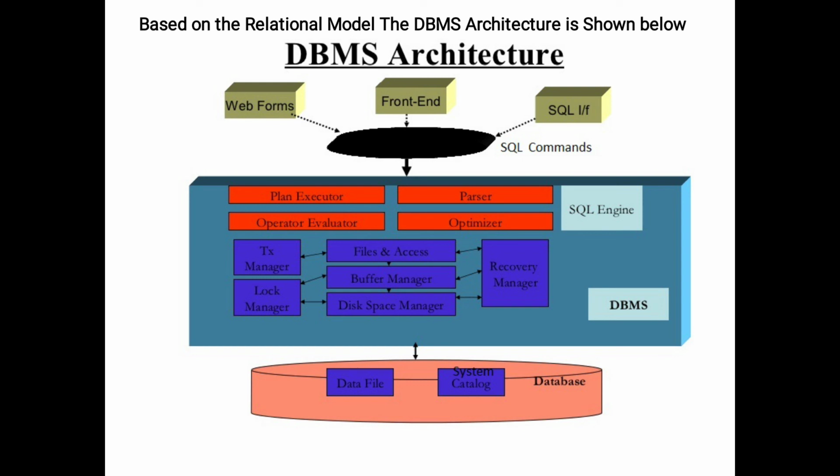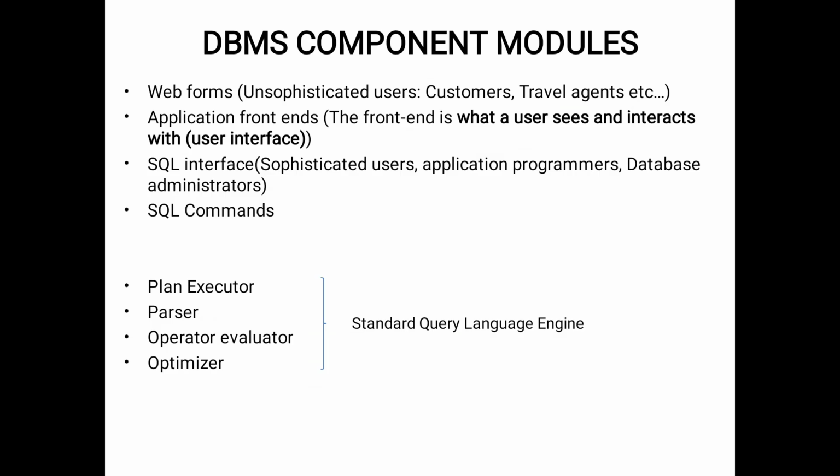Here we have 4 different kinds of information. Web forms, front end, SQL interfaces, and SQL commands are the user level. The SQL engine is related to the conceptual level, DBMS is related to the physical level, and finally the database is related to the database. These are the 4 types, so I have also divided it into 4 categories. In web forms, customers and travel agents are there. What is the meaning of application front ends? The front end is what a user sees and interacts with, the user interface.